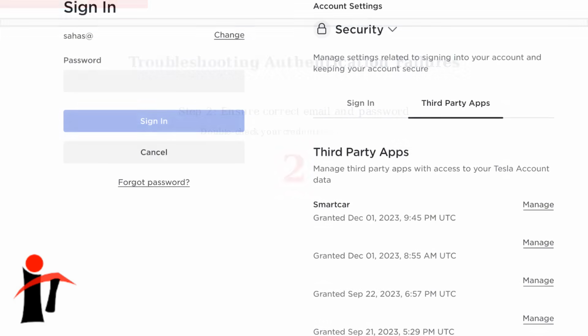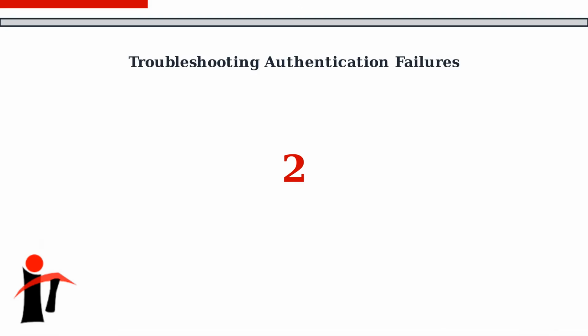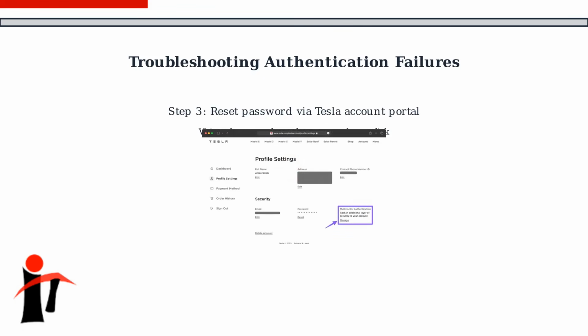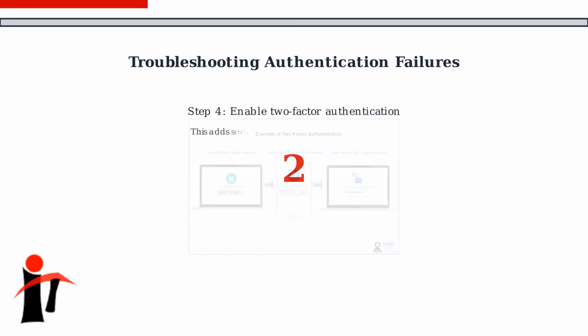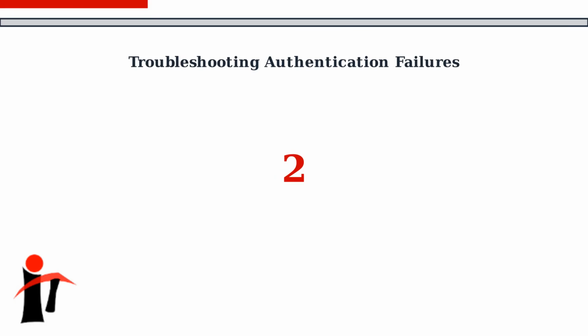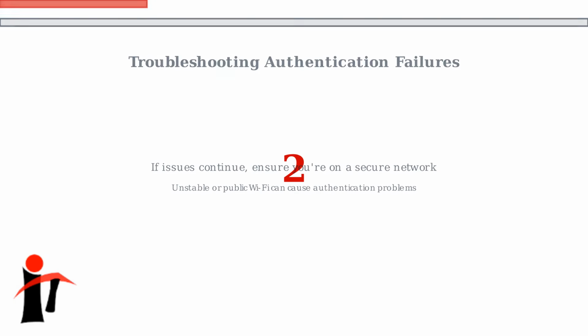Ensure you're using the correct email and password associated with your Tesla account. If problems persist, try resetting your password through the Tesla account portal on the website. Enabling two-factor authentication can also improve login reliability by adding an extra security layer. If this does not work, make sure you are on a secure network, as unstable connections can trigger errors.